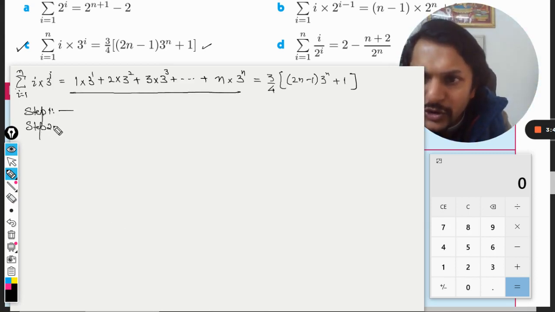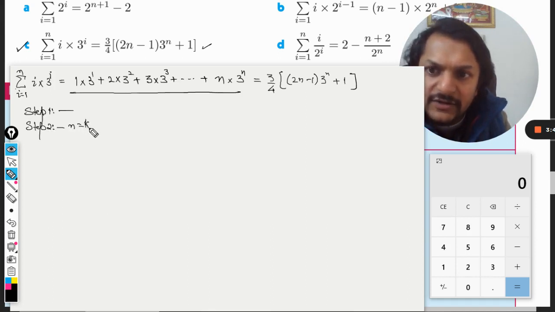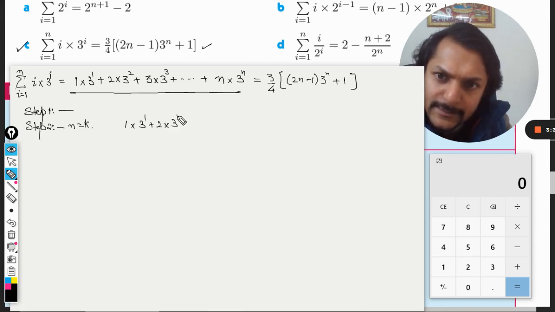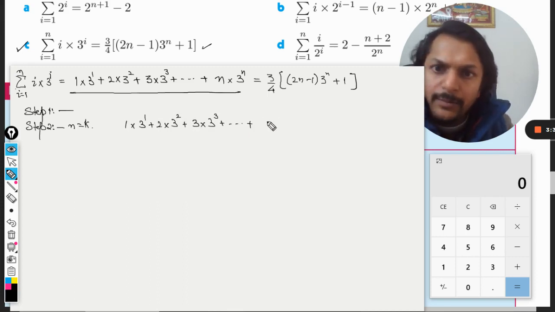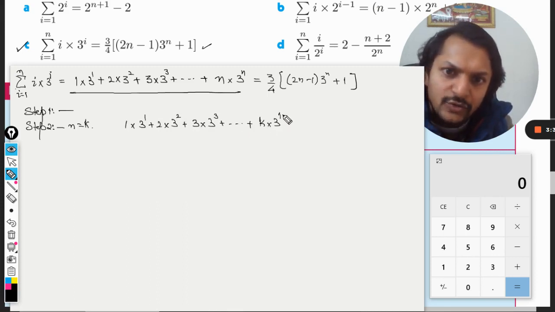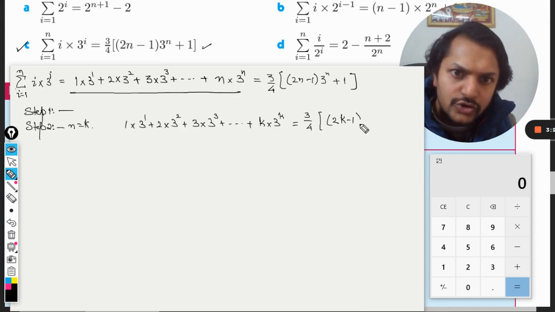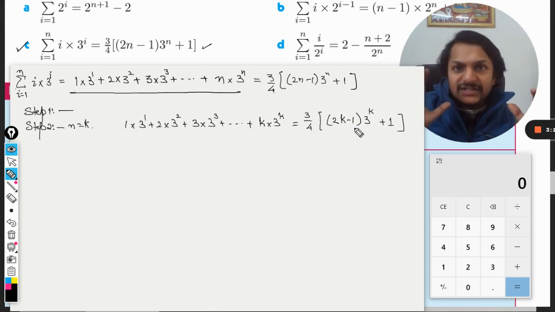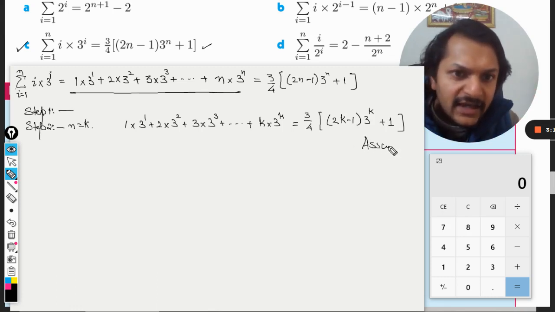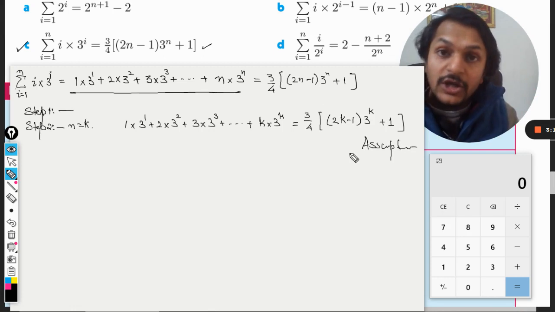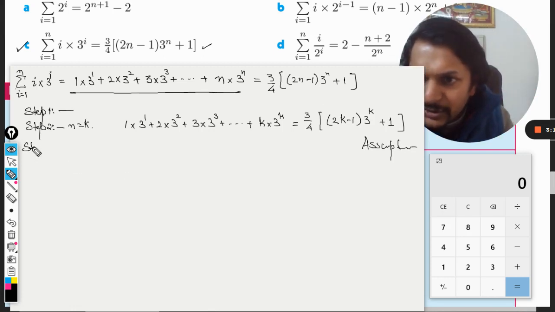And step number two is the assumption where I substitute n is equal to k, simple. So the statement will become like this: plus k into 3 raised to power k. This is now coming out to be equal to 3 by 4 (2k minus 1) 3 raised to power k plus 1. Now this is the complete statement, and this is the assumption that we are making in this question. So we would be using the same assumption in step number 3.